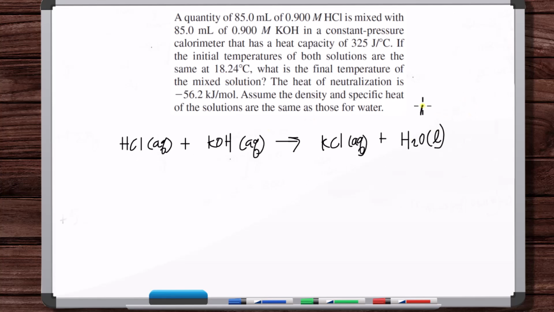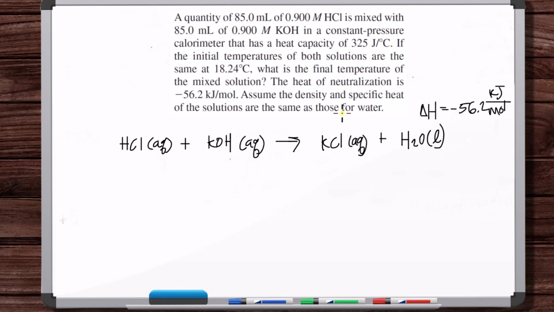And the delta H for this reaction, this is the heat of neutralization. There is a chemical reaction going on here, and it's the neutralization that's taking place, right? This is the heat of this reaction. They're just calling it neutralization because that's what's taking place. The acid and the base are neutralizing. So this delta H is minus 56.2 kilojoules per mole.